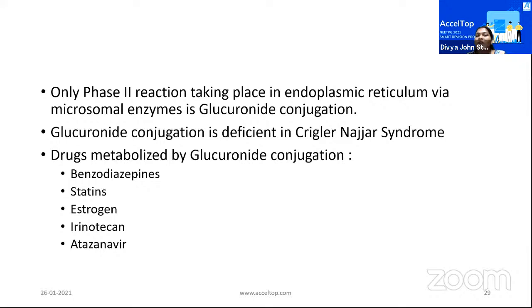The only phase 2 reaction taking place in the endoplasmic reticulum via microsomal enzymes is glucuronide conjugation, and glucuronide conjugation is deficient in Crigler-Najjar. Drugs metabolized by glucuronide conjugation are the benzodiazepines, the example given in this question being diazepam, statins, estrogen hormone, irinotecan, and atazanavir. All these drugs are metabolized by glucuronide conjugation. So in a condition which makes glucuronide conjugation deficient, all these drugs' metabolism will be affected.